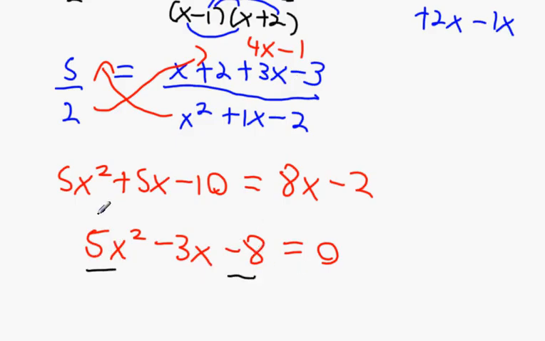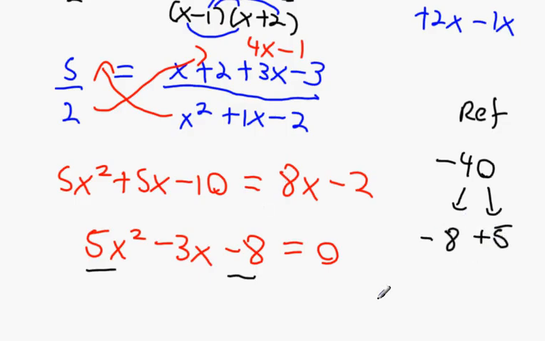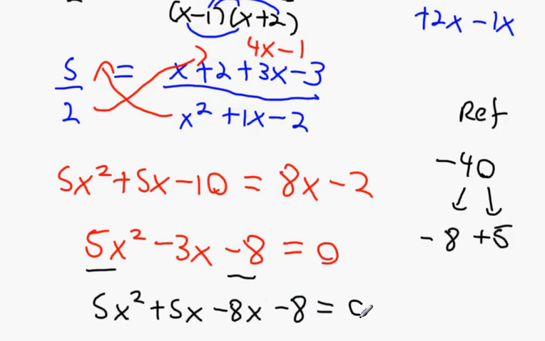8 multiplied by 5, minus 40. Break up the reference number into 2 numbers that multiply together to give you minus 40, but when you subtract them, they give you minus 3. It's going to be minus 8 and plus 5. Next, put them in together. 5x squared plus 5x minus 8x minus 8 equals 0.